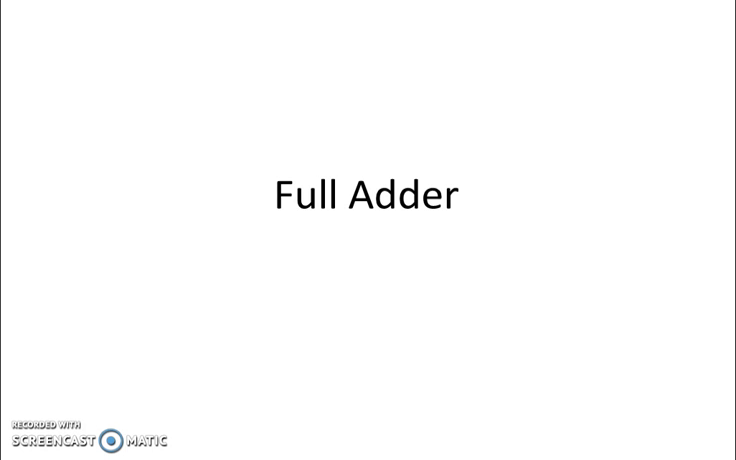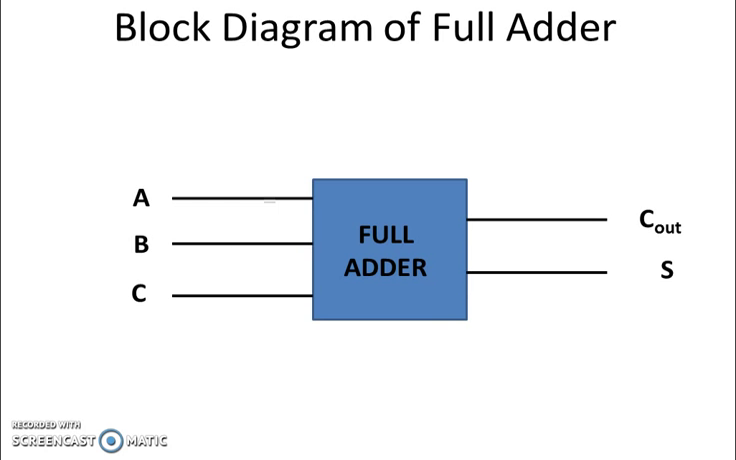We already know a half adder adds 2 bits at a time, and here a full adder is a combination of two half adders. So we will now see how many bits it will add. Let us see the block diagram of a full adder.